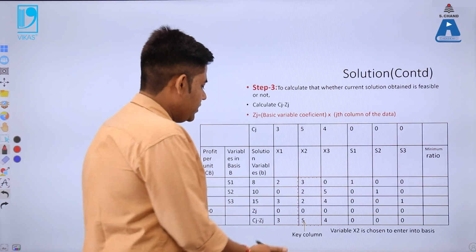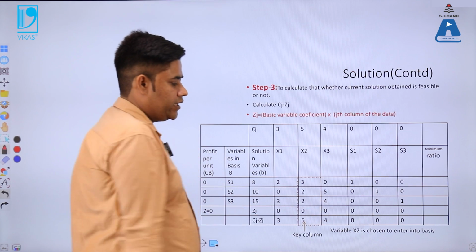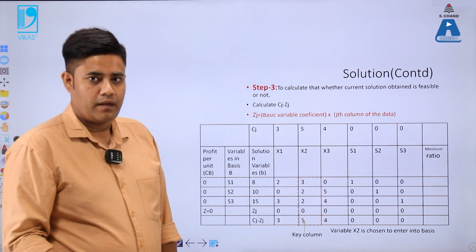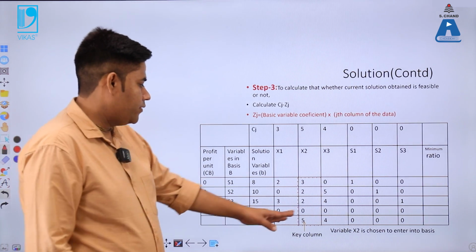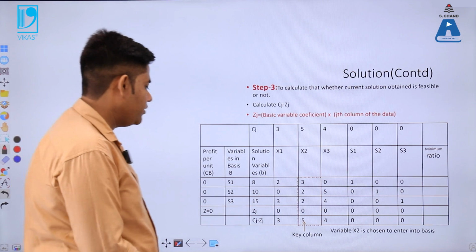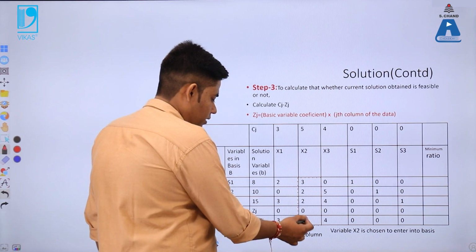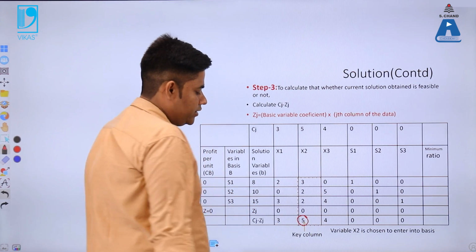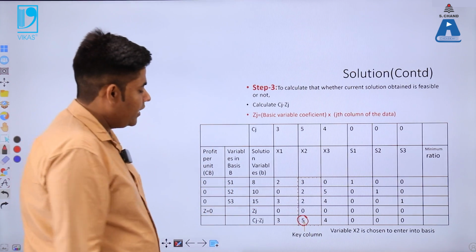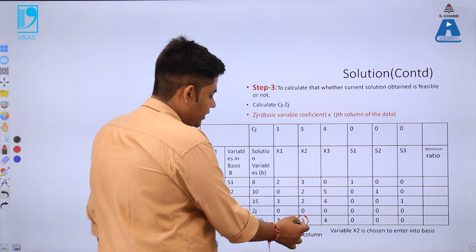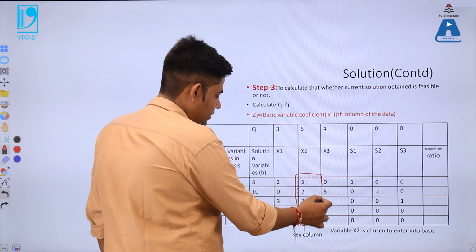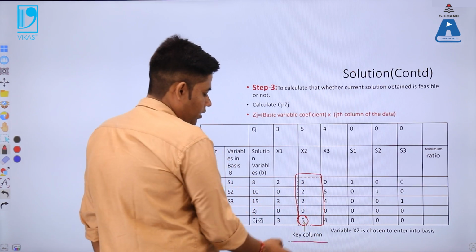Initially I told you that these values should be non-positive or 0. So here you have a positive value. What we need to check is the maximum of all these elements. Here the maximum of all these elements is 5, so I have highlighted 5. So 5 indicates that these elements are the elements of the key column.